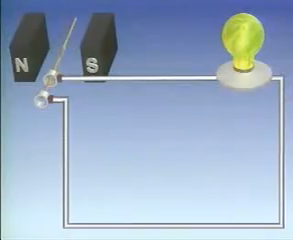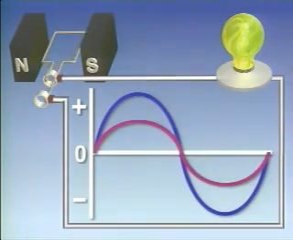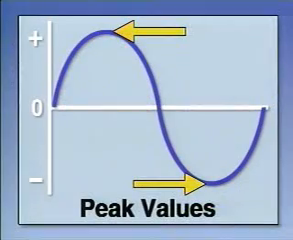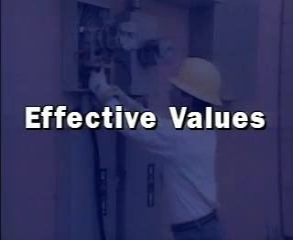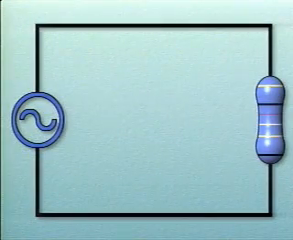In this topic, we looked at alternating current. We saw how it's different from direct current, and we saw how the voltage and current produced by an AC generator can be plotted on a graph as sine waves. We also discussed peak values, peak-to-peak values, and effective values. Now spend some time answering a few practice questions to check your understanding of alternating current.